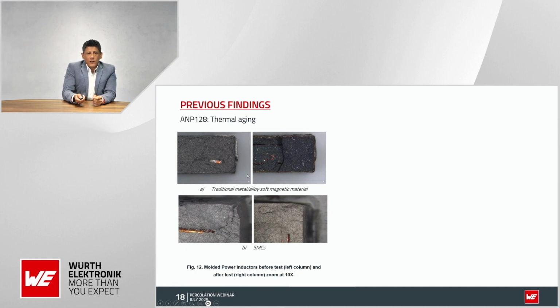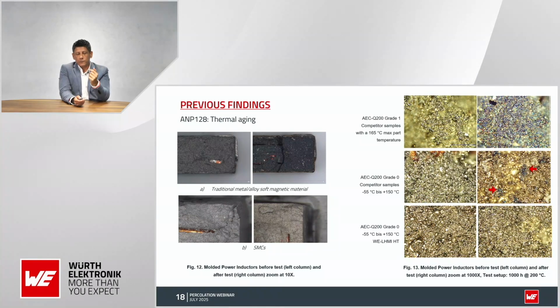On the other hand, we have the results of the thermal aging application of the research team. We can see here traditional metal alloy soft magnetic materials, the ones that, if you expose them to higher temperature, get cracks immediately. But with the new generation of materials, we have no experience with cracks, and we can assume that if you measure the resistance and the inductance and you have no cracks, maybe we don't suffer from percolation, or in this case, thermal aging.